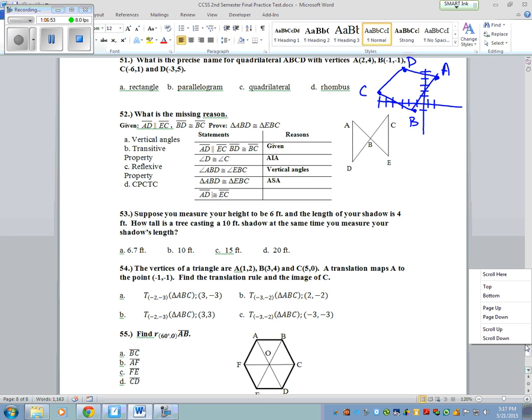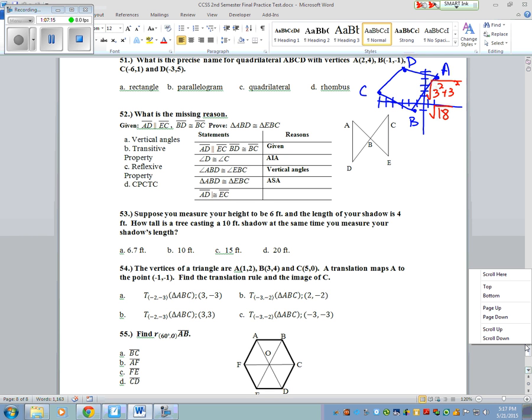So from A to B at 2, 4, we're going 3 over and 3 down. So 3 squared plus 3 squared, and we take the square root of that to get the distance. So 9 and 9 is square root of 18. So the distance from A to B is root 18. And I have to do that as I work my way all the way around.